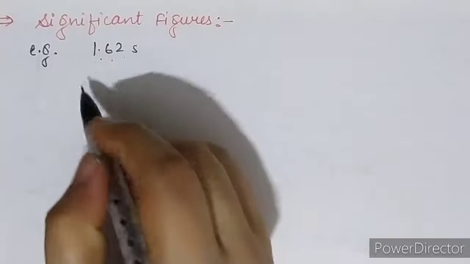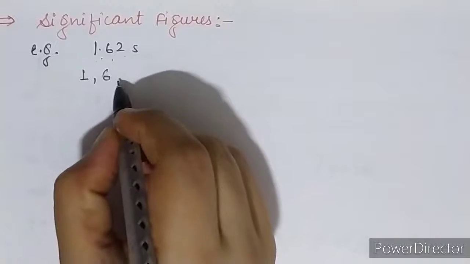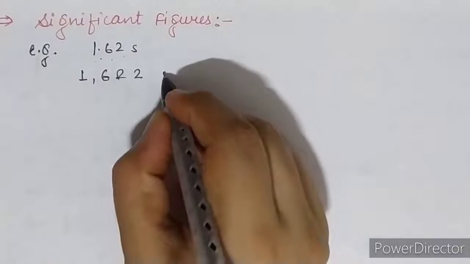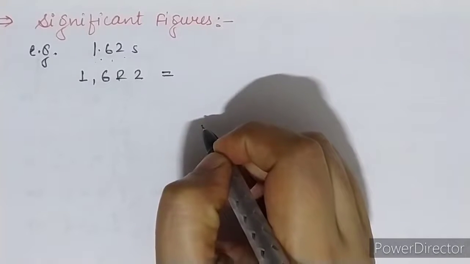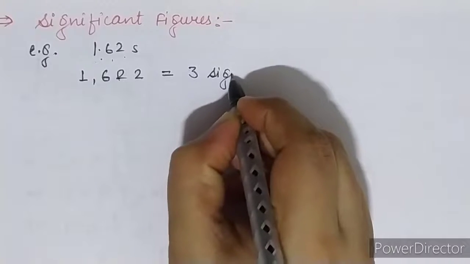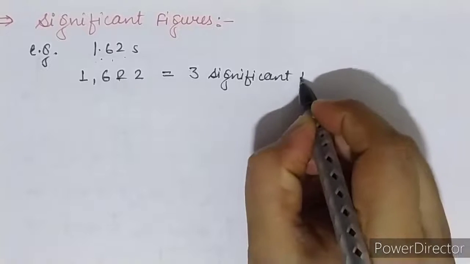How many significant figures are there? 1 is a reliable value, 6 is a certain value, and 2 is the uncertain value. So the total number of significant figures is 3.